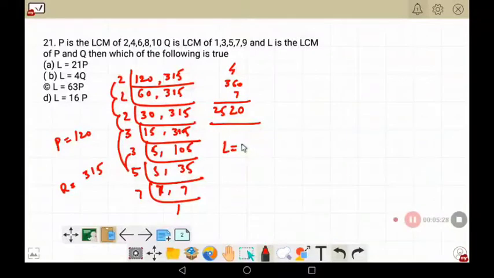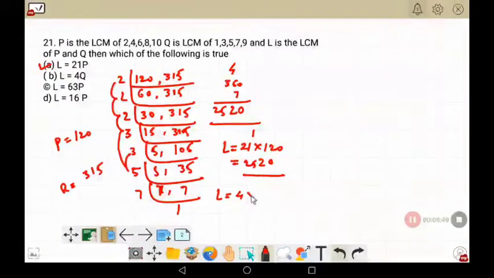So what is the value of 21 of P? What is the value of P? You get it, multiply. 0, 12 1s are 12, carry 1, 12 2s are 24, 25, so 2520. So the first one is the answer. You can check the second one too. L equals 4Q, that is 4 times Q. Q is 315. 4 5s are 20, carry 2, 4 1s are 4, 6, 4 3s are 12. So this one is not equal. This one is not correct.